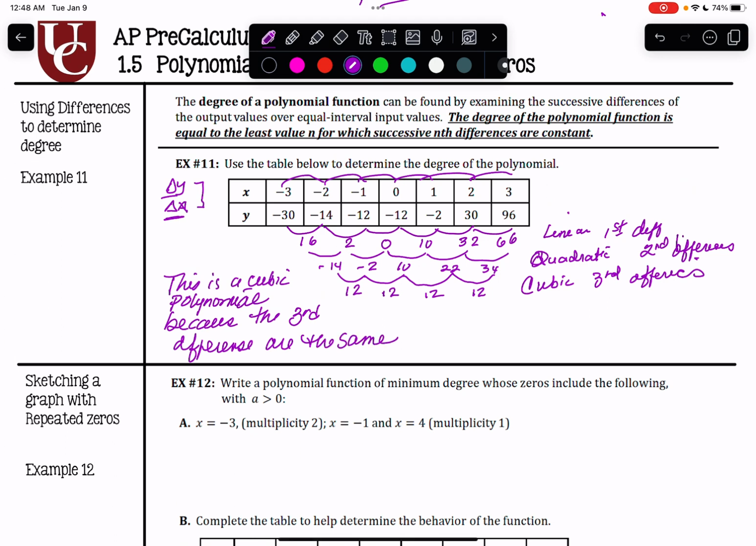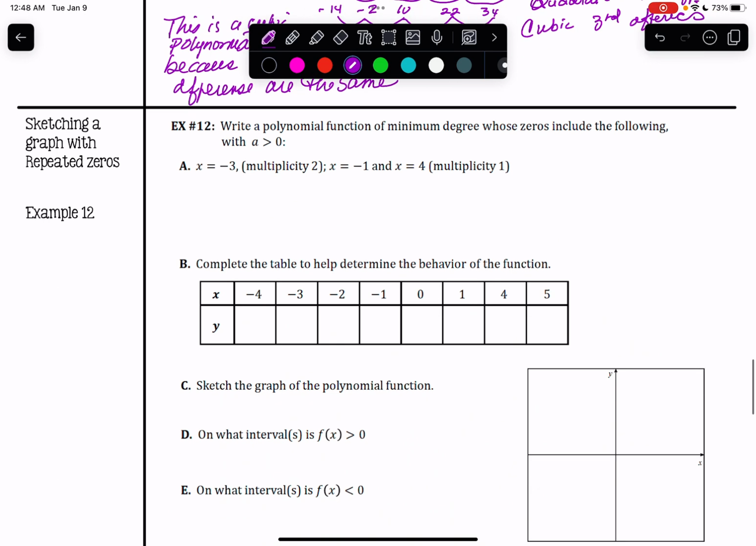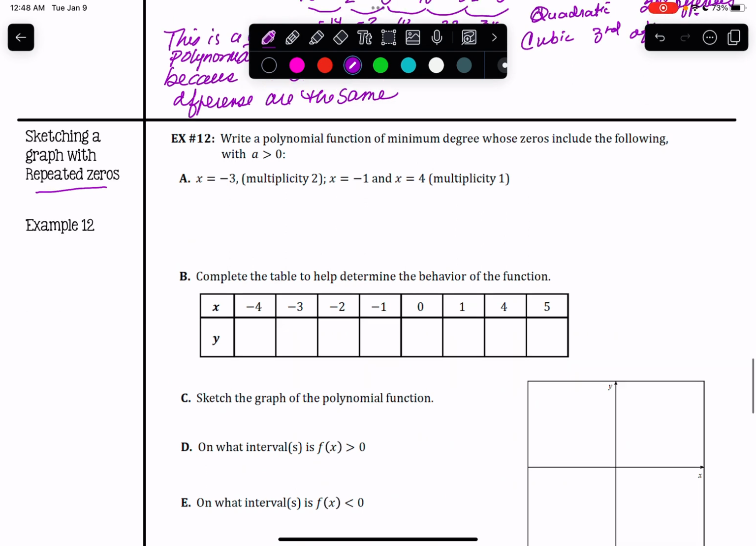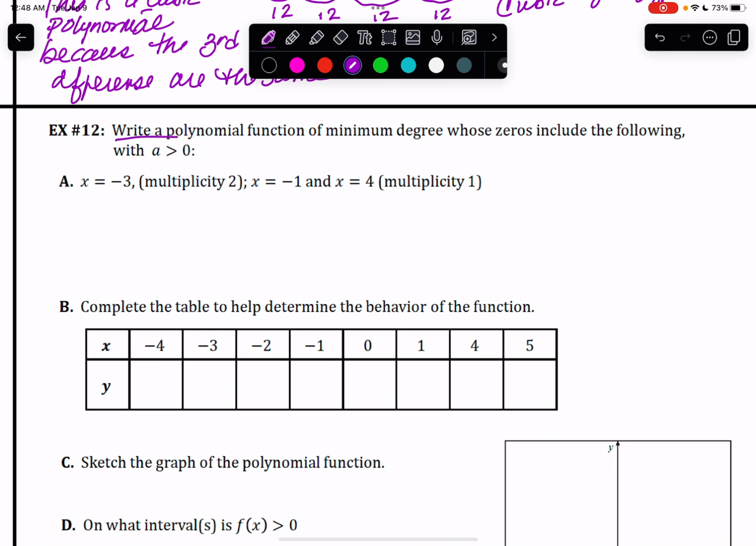All right, so that's an example of doing that. The next thing they want us to do is sketching a graph with repeated zeros. This is very, very valuable, and there's a lot in this problem because they don't give us all the things we need. We have to do a lot of work. So they say first write a polynomial function of minimum degree whose zeros include the following, with a greater than 0. So you have positive coefficients.